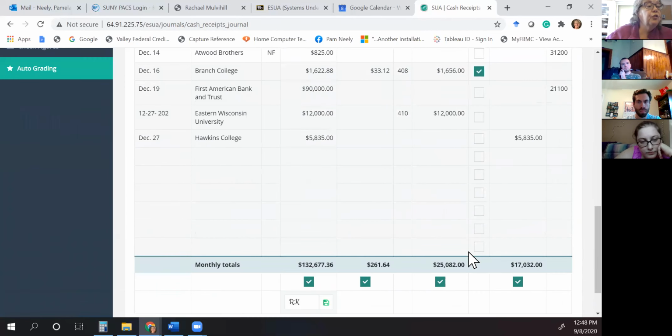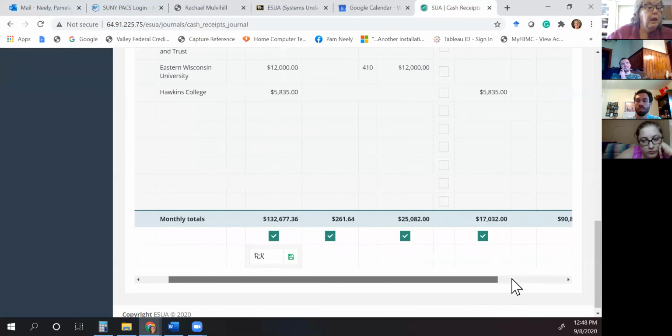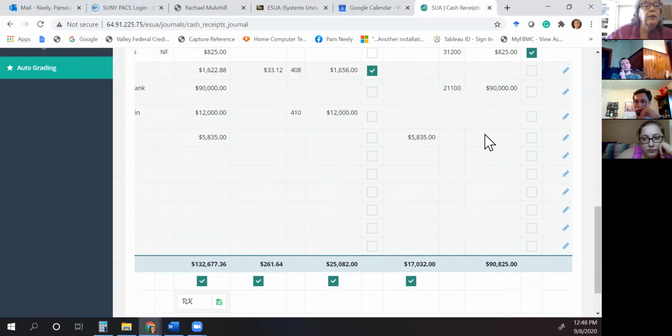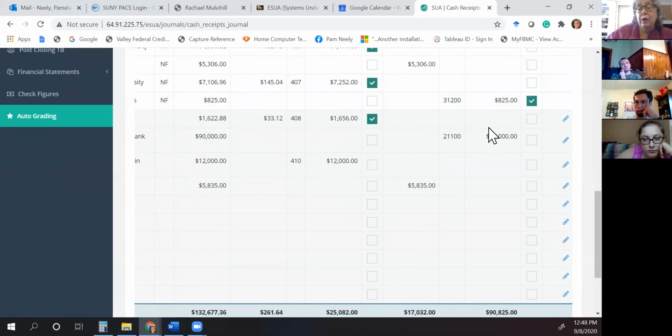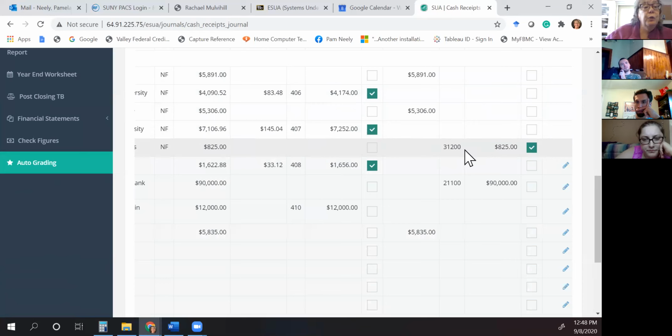For the cash receipts journal, you've got 1, 2, 3, 4 totals here, and then we've got a column with 90,825 that doesn't have a checkbox under it. And the reason for that is because these are the other accounts. So you would credit 31,200 and credit 21,100. You have to do those separately.